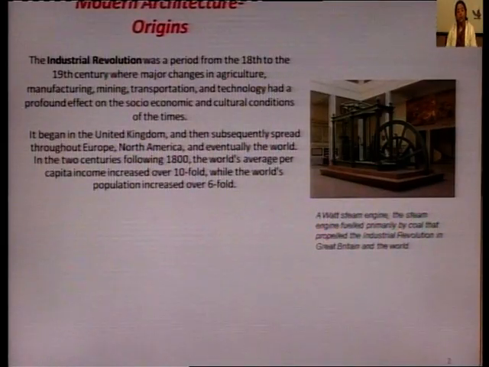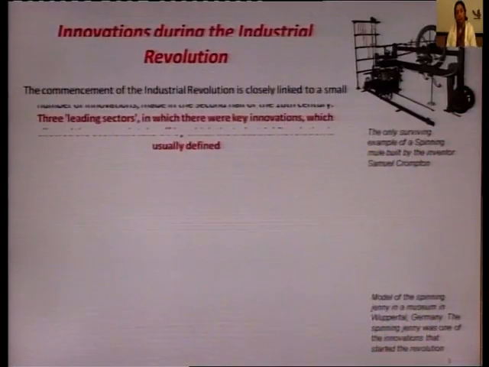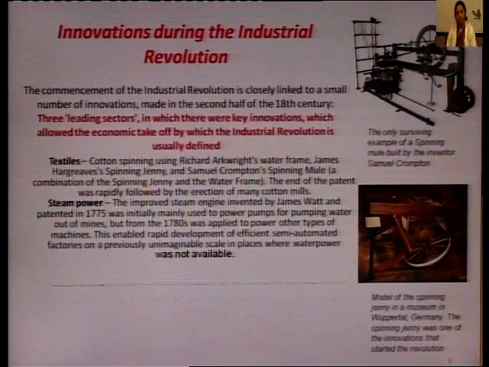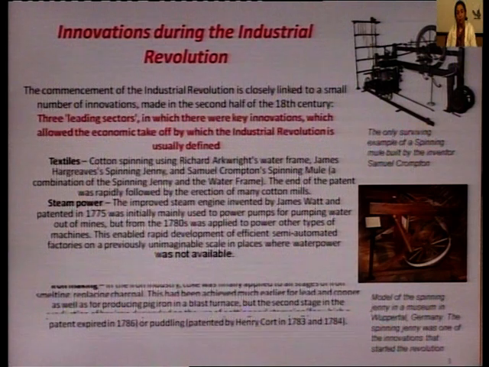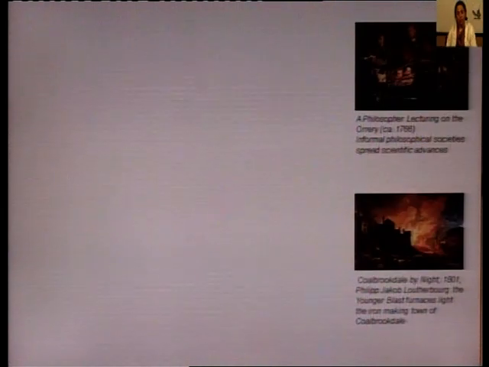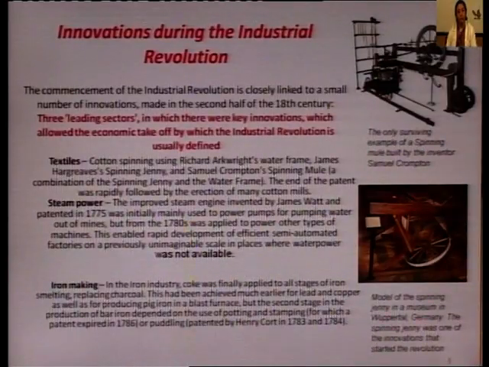In the 2 centuries that followed, we have numerous examples, such as the spinning wheel by the inventor Samuel Crompton, the model of the spinning wheel, and so on and so forth, all came up to tell us about the Industrial Revolution. There were 3 leading sectors which marked the key innovation. These were textiles, steam power, and iron making.